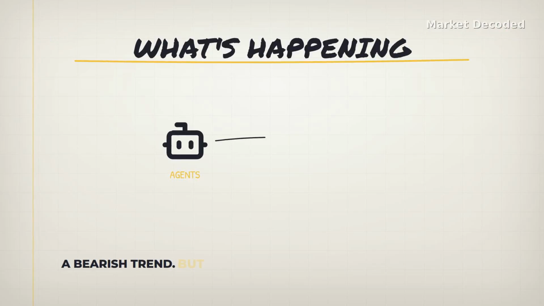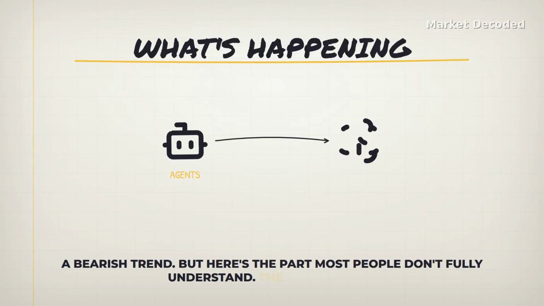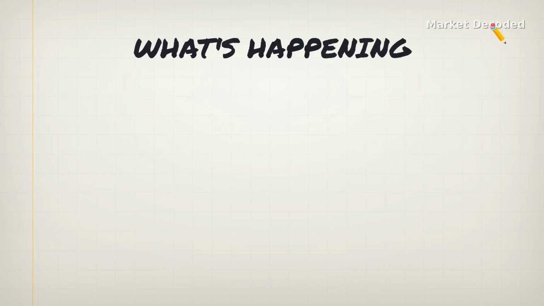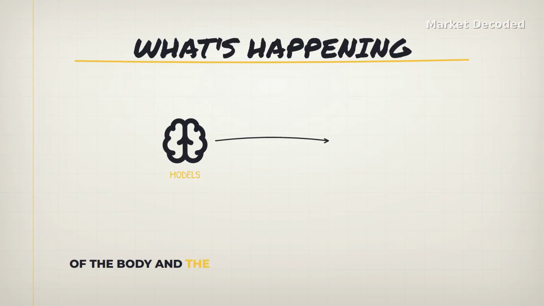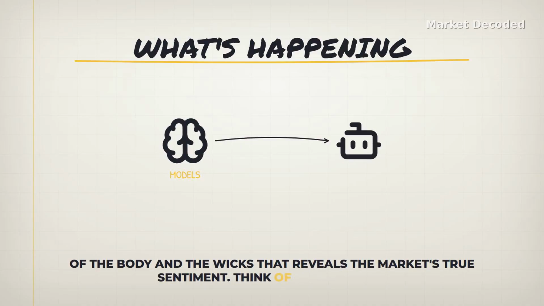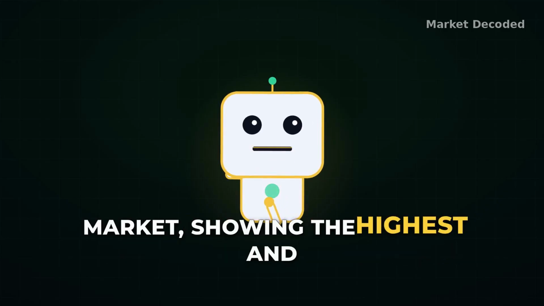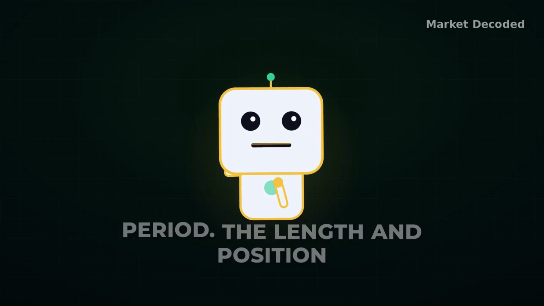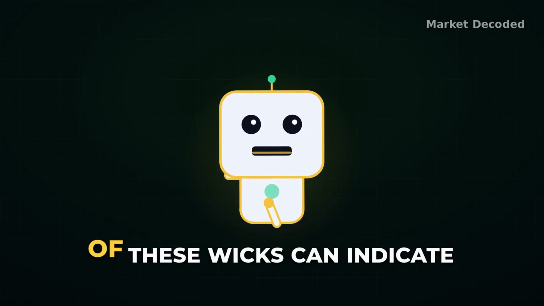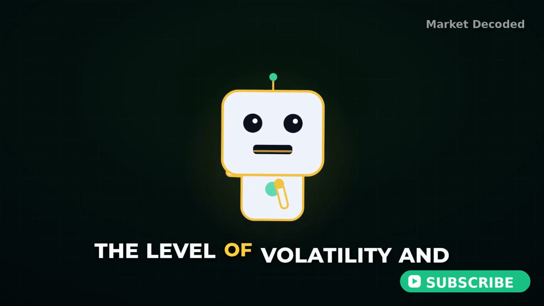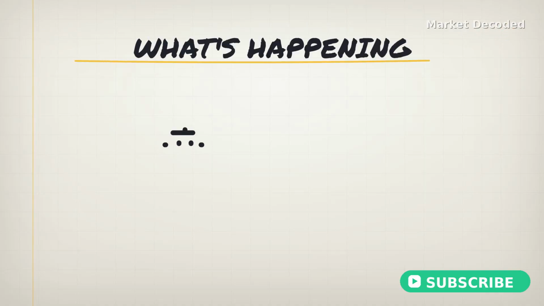But here's the part most people don't fully understand. The direction of the candle, either up or down, shows the overall trend, but it's the combination of the body and the wicks that reveals the market's true sentiment. Think of the body as the main event, representing the opening and closing prices, and the wicks as the whispers of the market, showing the highest and lowest prices reached during that period. The length and position of these wicks can indicate the level of volatility and the strength of the trend.